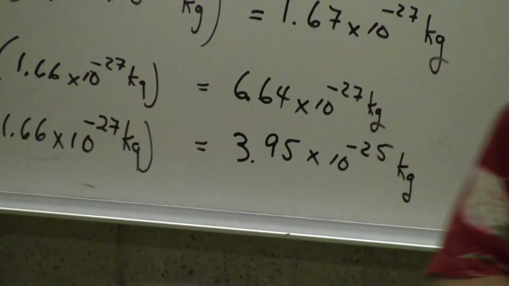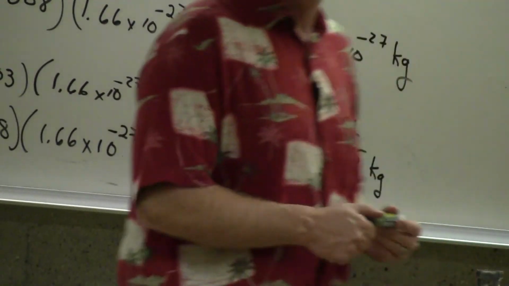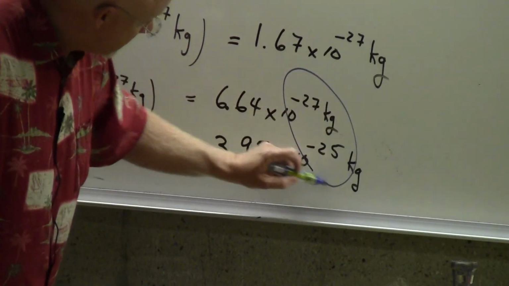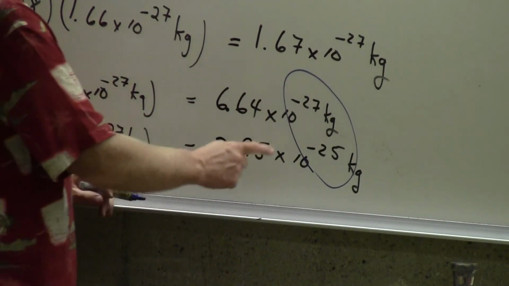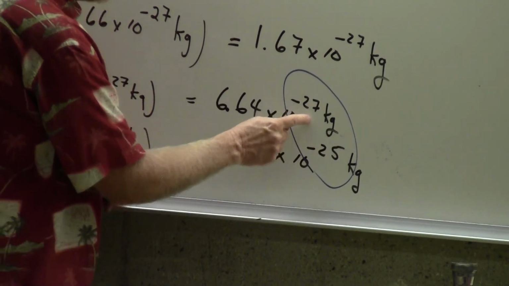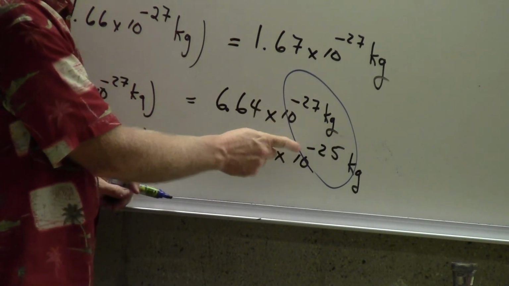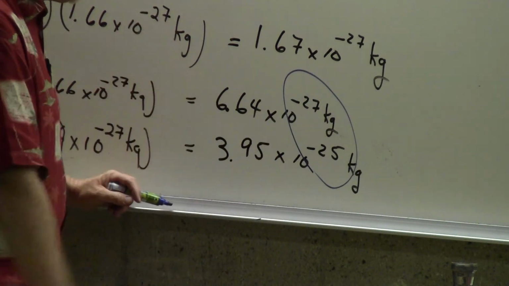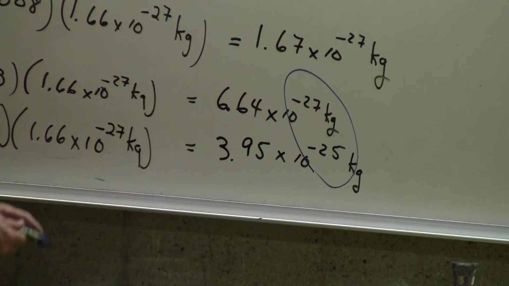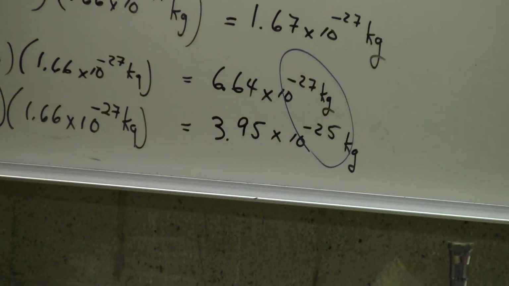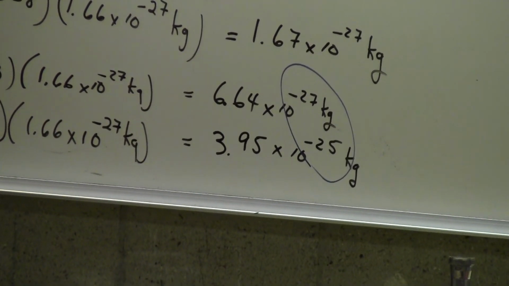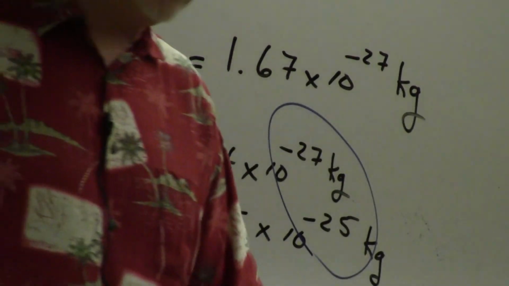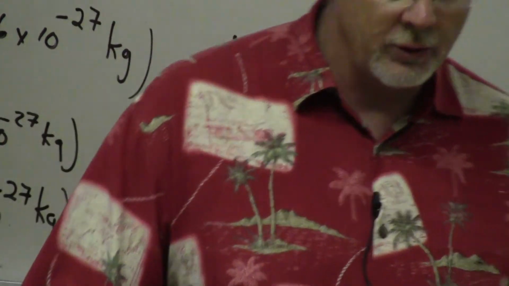And I'll even change colors and highlight it here. Here's the point I'm trying to make. The difference in the mass, this is 10 times bigger than that one. A different number of zeros. Two zeros different. That's a factor of 100. And so this is huge. And that's why we can't just say, oh, yeah, they're all the same mass. No, they're not. Not even close.